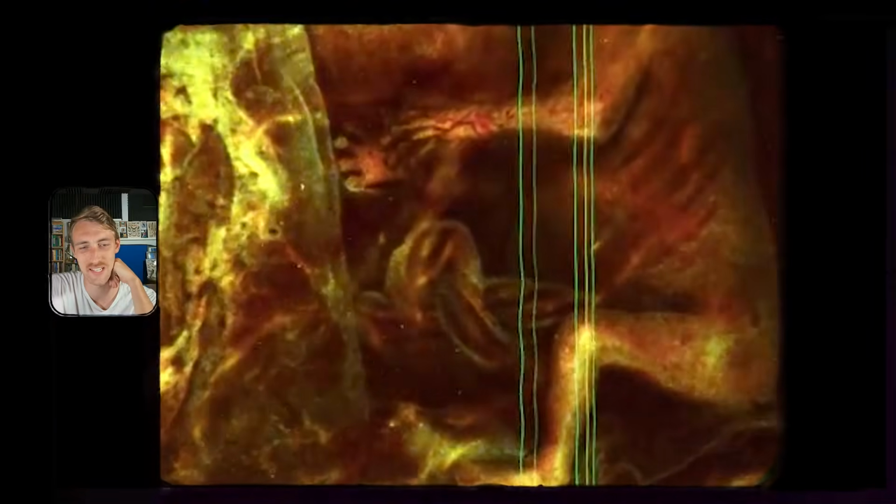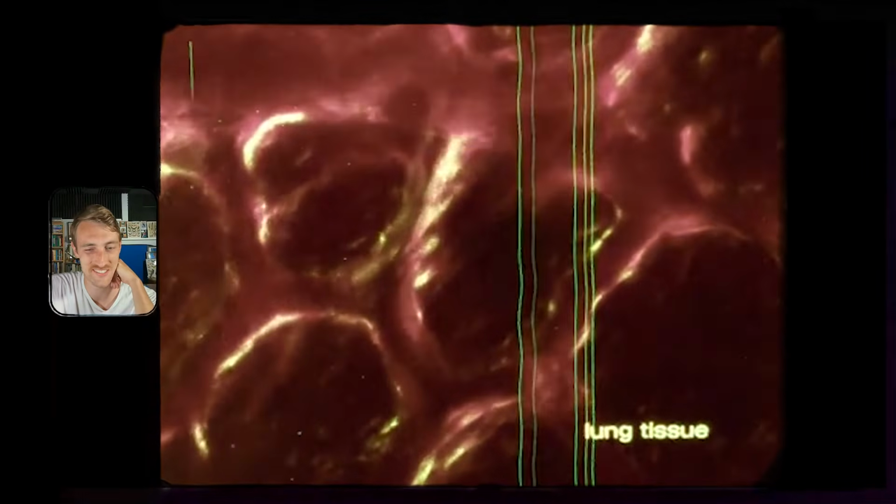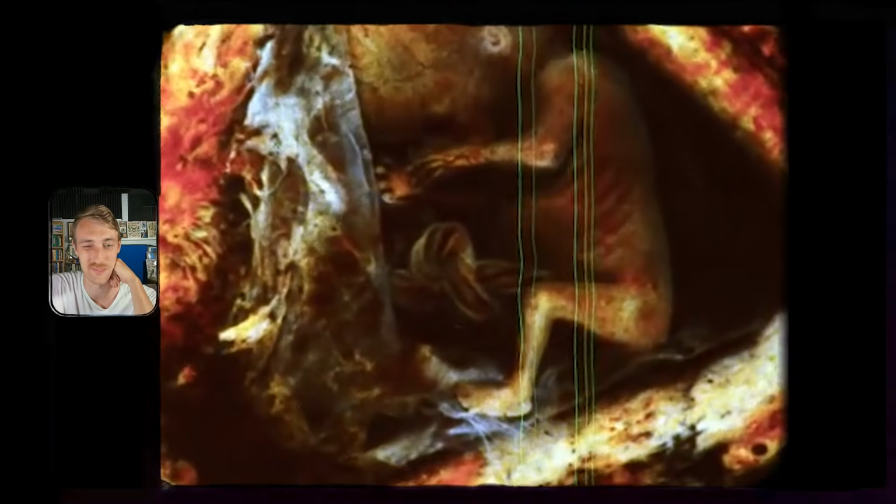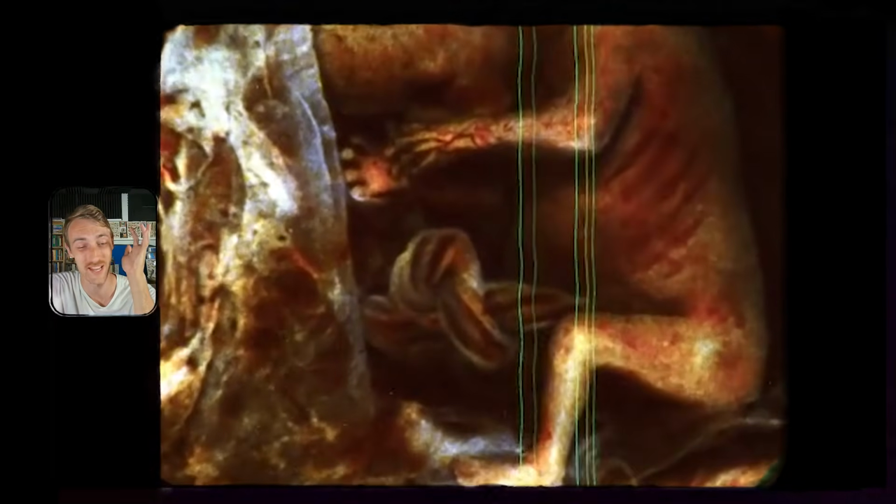This has to be like a model or something, right? This isn't like an actual unborn human. I don't know. I really hope so. I really hope it's a model, not an unborn human.